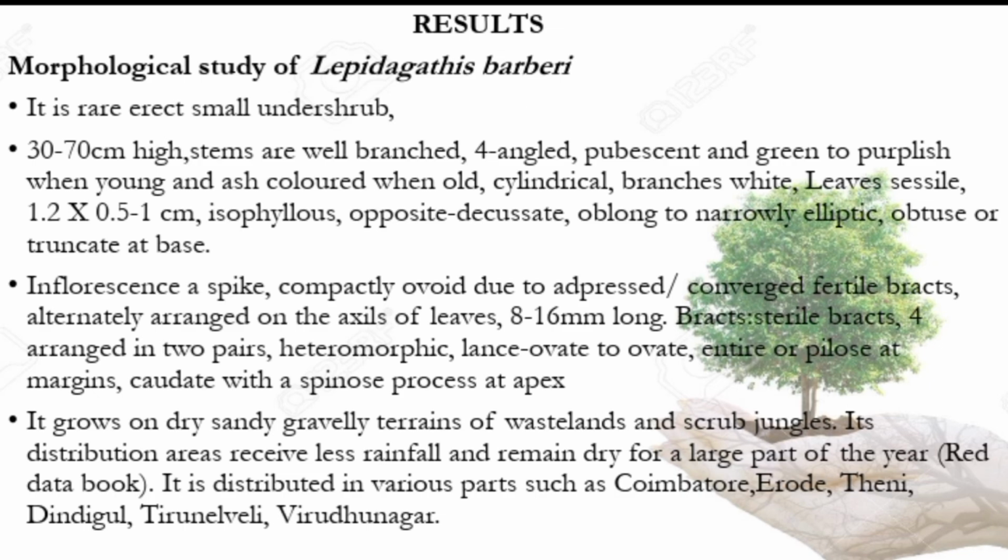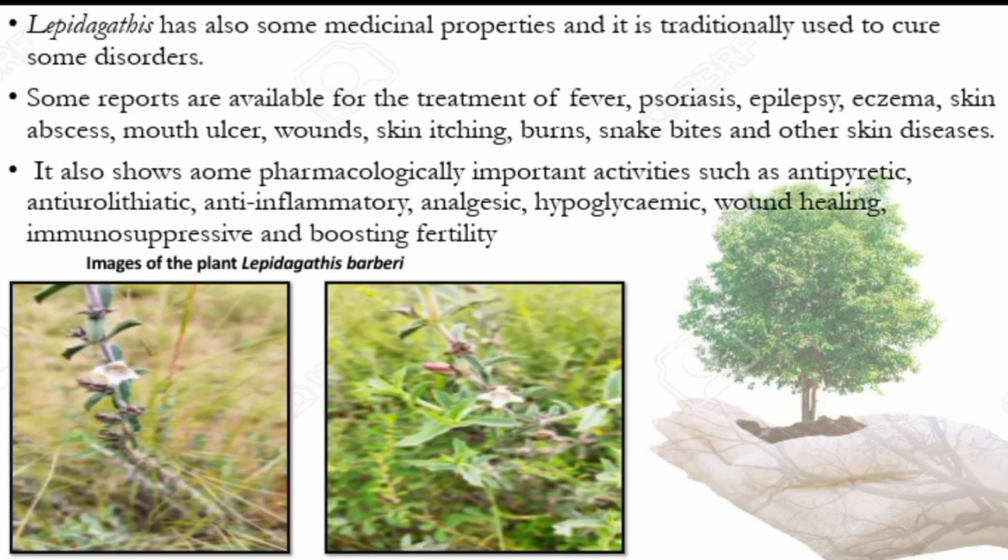Bracts are arranged in two pairs, heteromorphic, lanceolate to ovate, and it grows on dry, sandy, gravelly terrain of wasteland. It is distributed in areas which receive less rainfall and remain dry for a large part of the year, in parts such as Coimbatore, Erode, Theni, Dindigul, Tirunelveli, and Virudhunagar. It has medicinal properties and is used in the treatment of fever, psoriasis, epilepsy, and other skin diseases. It also shows pharmacological activities such as antipyretic, anti-inflammatory, hypoglycemic, wound healing, immunosuppressive, and boosting fertility.